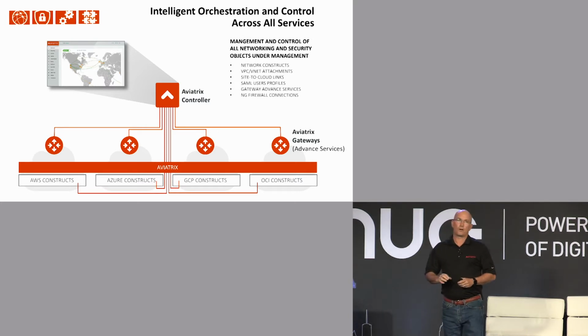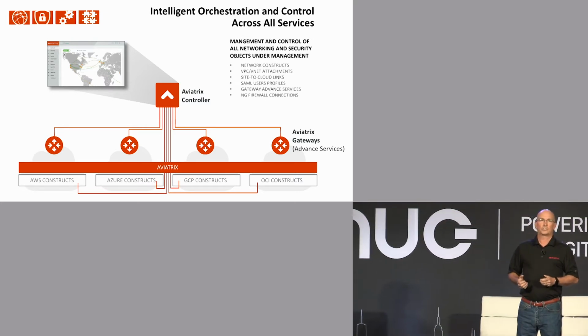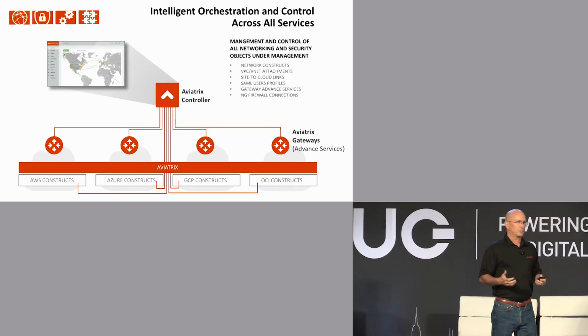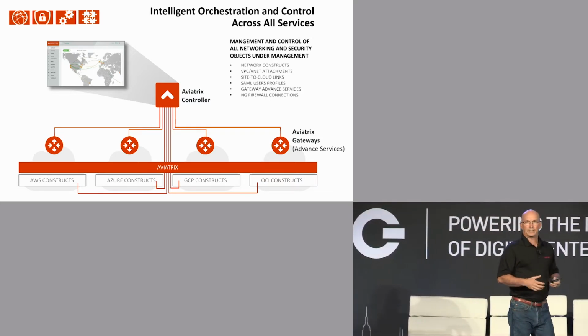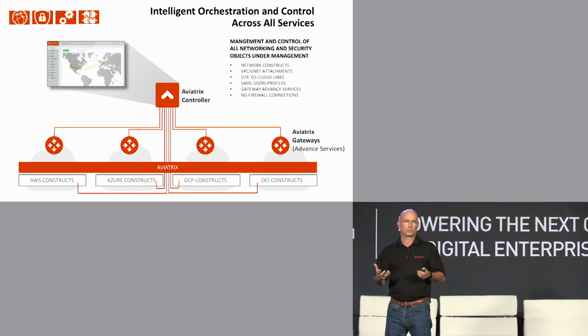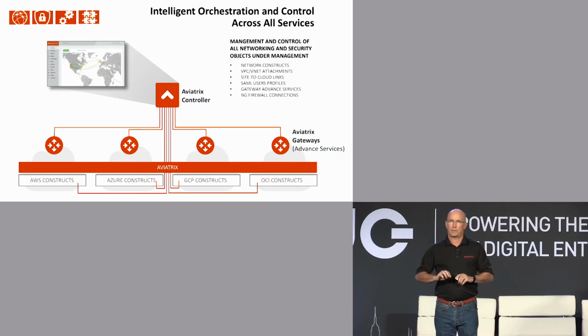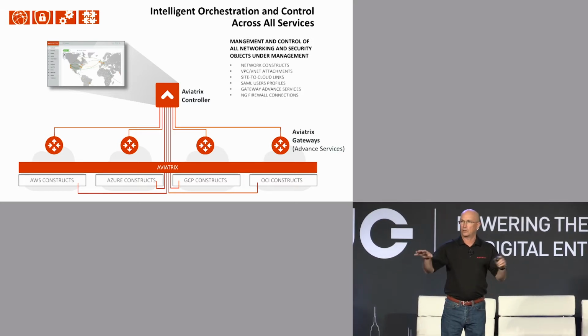So at the center of all this is the controller. You can think of the controller as essentially the brain of the operations. This is the control plane. It's not in the data plane, so traffic doesn't flow through the controller. The controller is simply making sure that it understands and propagates routes, for instance, to the right places.